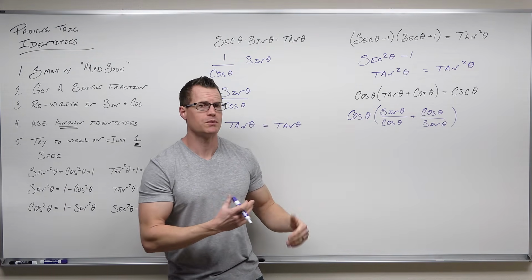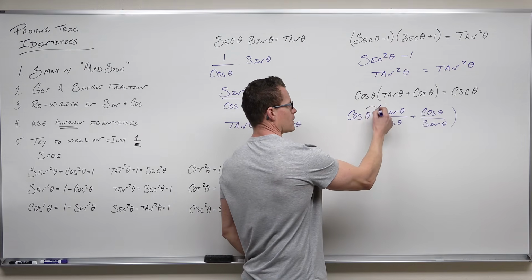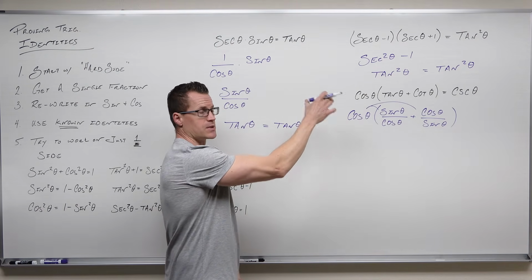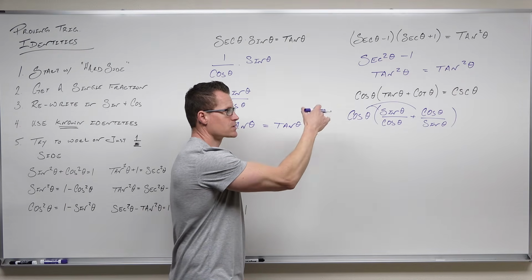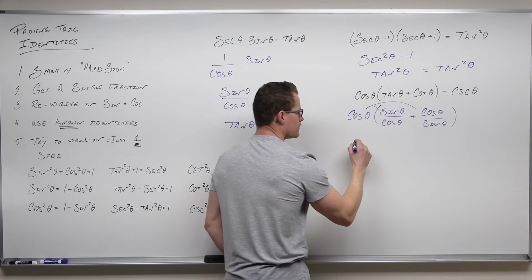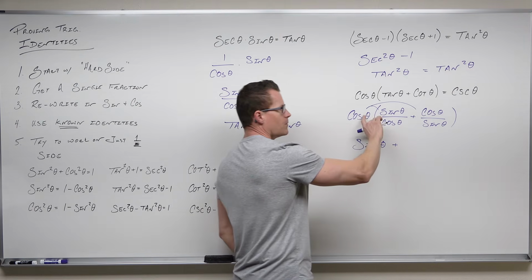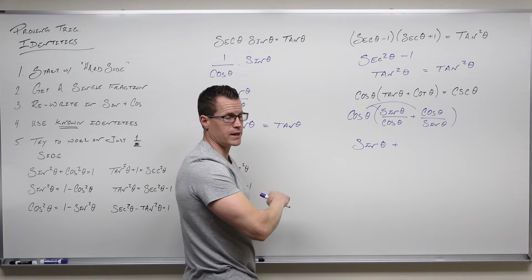So I'm going to distribute this. So cosine theta times sine theta over cosine theta, that cosine is going to cancel. We're going to get sine theta. But here I'm going to get cosine squared theta over sine theta.